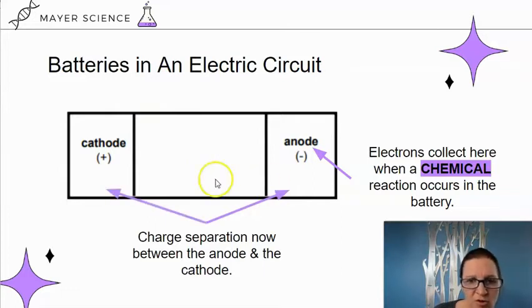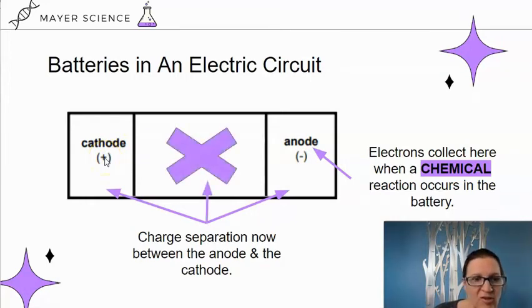Normally the charges would balance out by flowing like lightning, so the electrons would flow towards the cathode side. However, the battery is actually designed so that there isn't a path for those charges to flow through the battery.